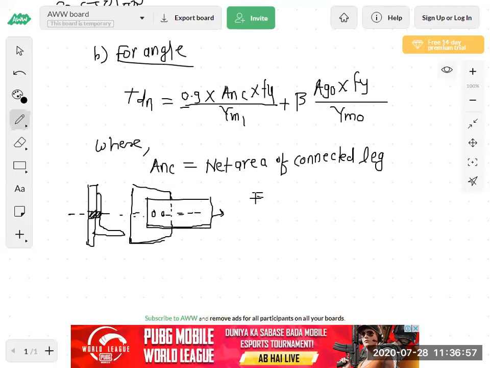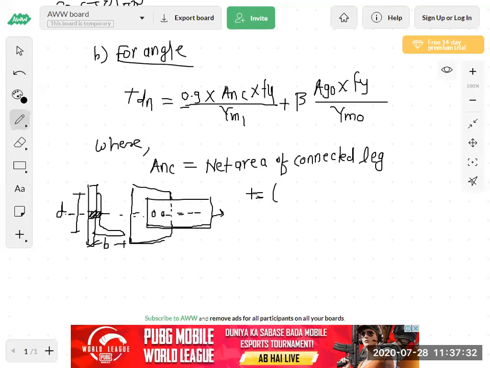So net area, actually we can see here B, one minute. This is D and this is B. Or we can call both of them B.